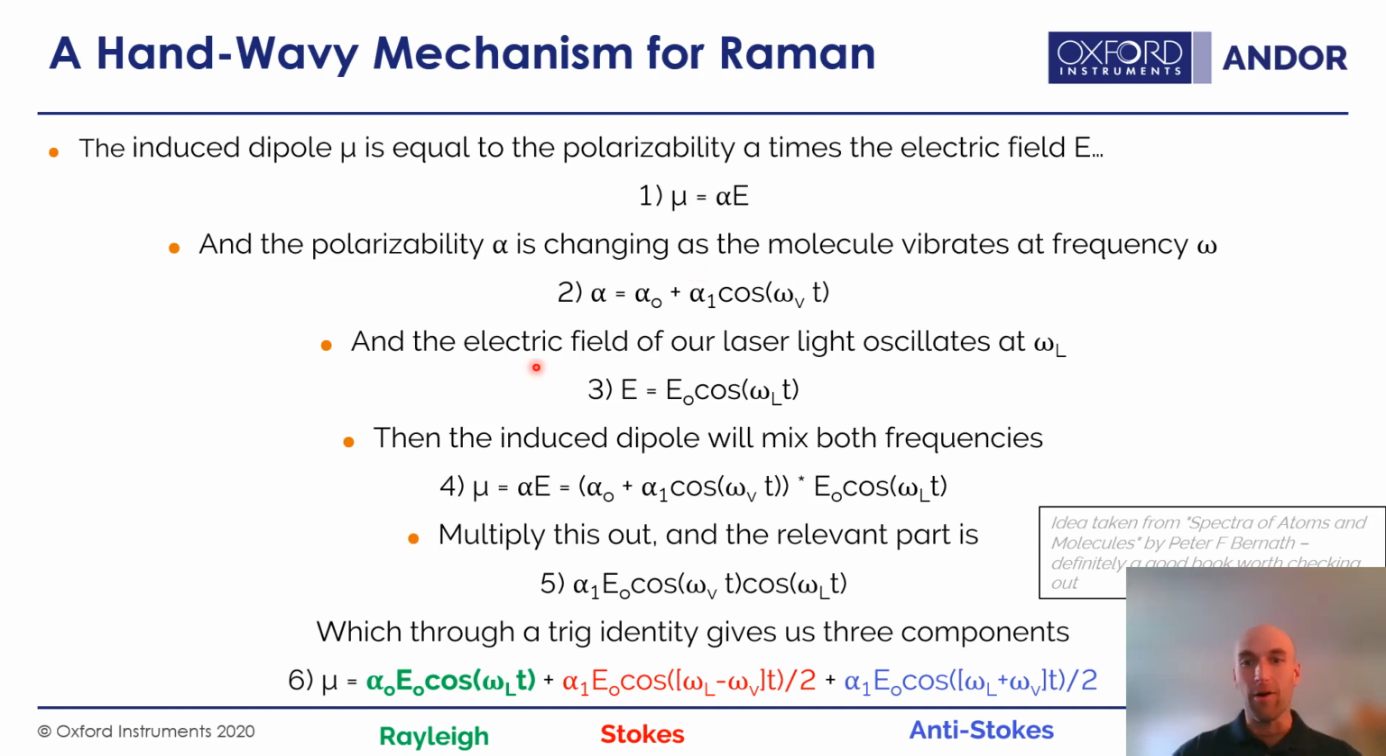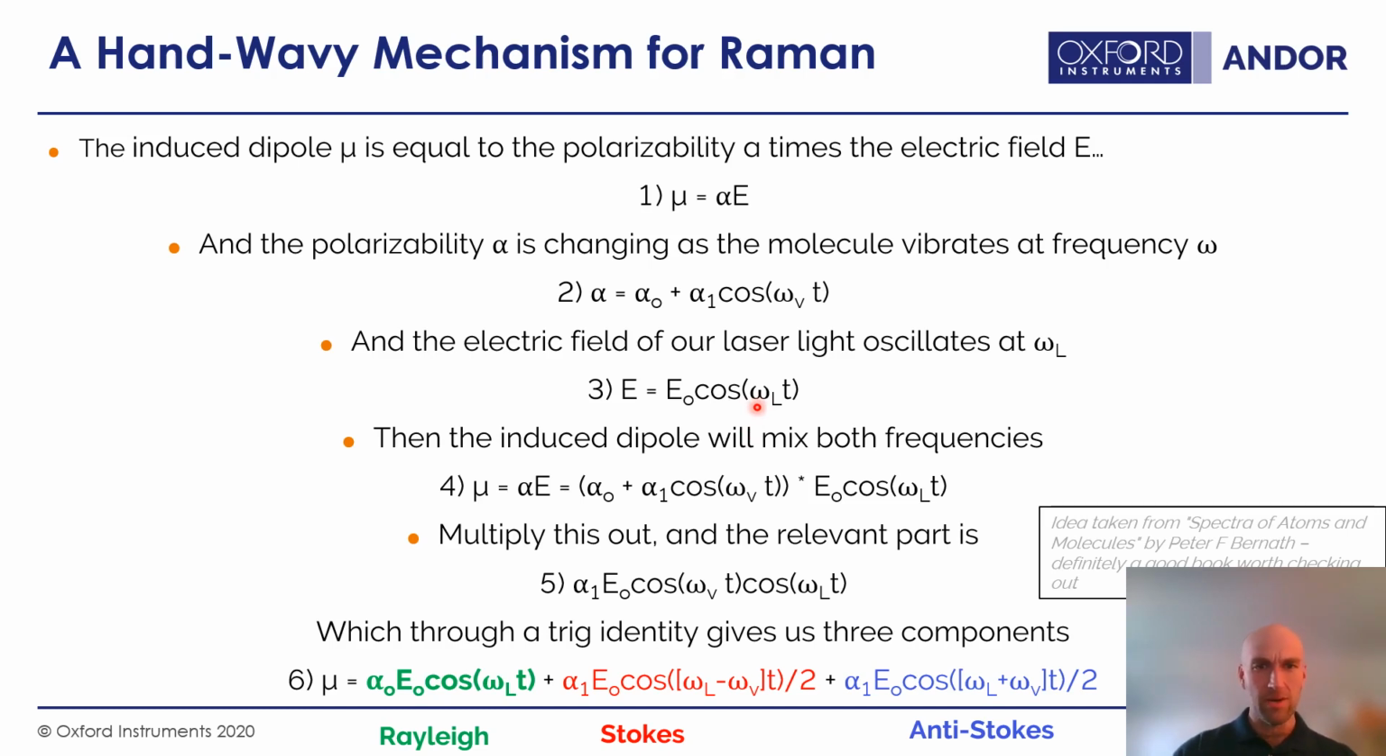Now, bear with me, the electric field of our laser oscillates at omega sub L, at a different, much higher frequency. So the electric field is some scaling constant, E naught, some magnitude, times the cosine of time scaled by the frequency omega sub L. So just a different cosine term happening at a much, much faster frequency.